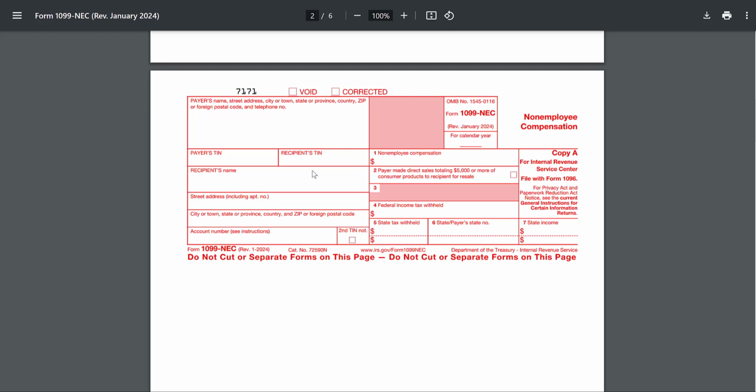Now, if your contractor says, I don't want to receive it electronically, you have to mail it to me, you do need to mail it to them, okay? But a lot of them like having the electronic version because they can pull it up from their email if they forget or if they lose it, okay? So that, in summary, is how you file 1099 NECs.